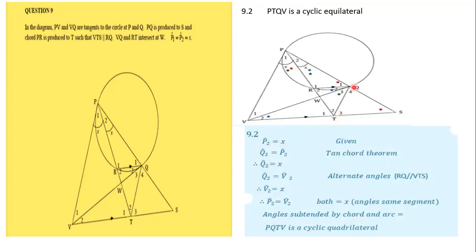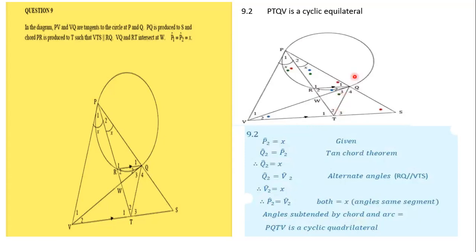So look at this, you can look at it separately. This PQT, right? Triangle PQT and triangle VTQ, right? So which is our chord? Here is our chord. So they are suspended by the same chord, of which is TQ, right?